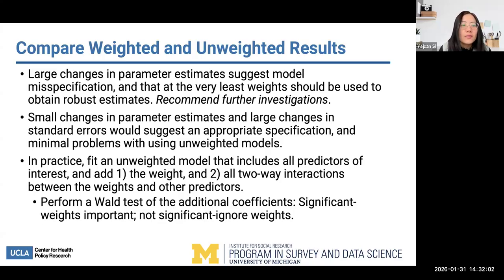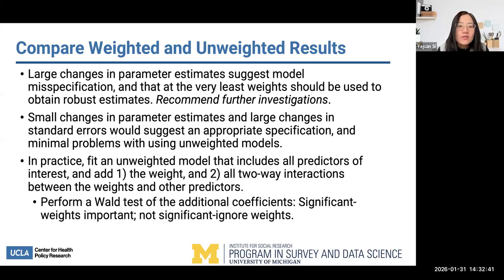If we only observe small changes in the parameter estimates, but their variances get inflated or much larger after weighting, this would suggest that the model misspecification could be minor or not severe, and we may be fine if we only use the unweighted models. So that said, we can ignore the weights in this analysis if we see small changes before and after weighting.